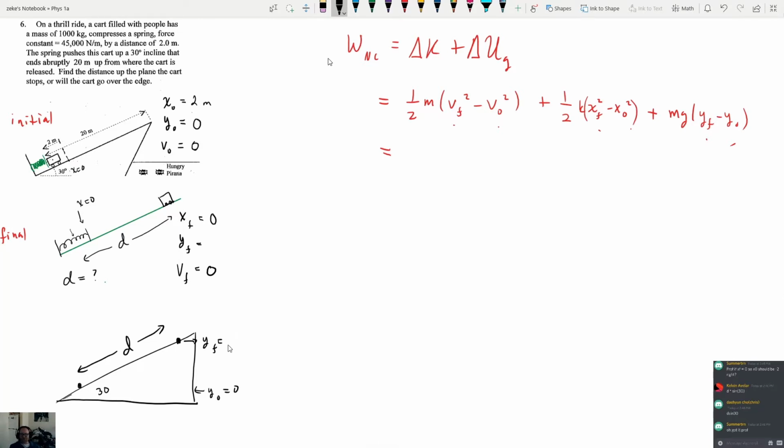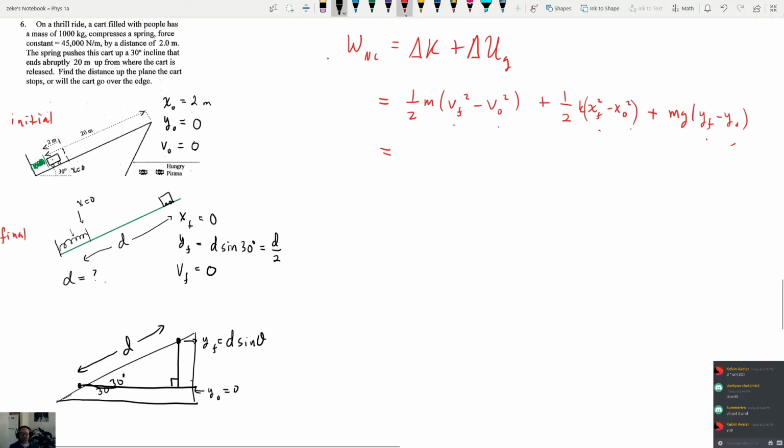d sine 30, that's right. So y final then is going to be d sine 30, okay? Because basically you've got a triangle like that. The angle is 30 degrees, and that's d. So this side over here is going to be d sine theta, or d sine 30. Everyone see that? Which is just d over 2, right? Because sine 30 is a half.